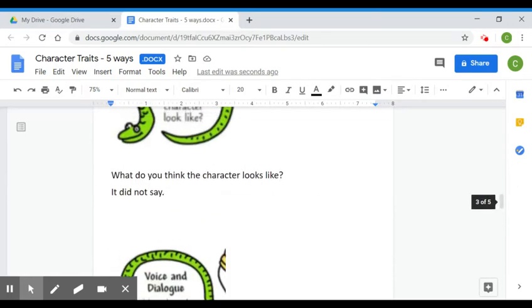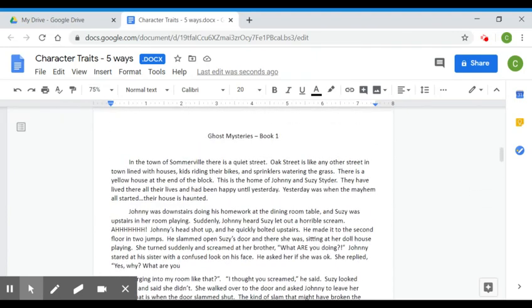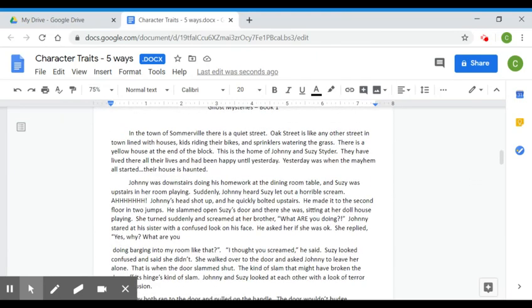So when I go back up to my story, I'm going to think, at the very beginning, what was he doing? Oh, yeah. Johnny was downstairs doing his homework at the dining room table. Does that sound responsible to you? It does to me. And I know a lot of you are thinking, Mr. Nettles' class always does their homework. Yes, you guys are all responsible as well, just like Johnny. And how do I know? Because he was downstairs doing his homework.